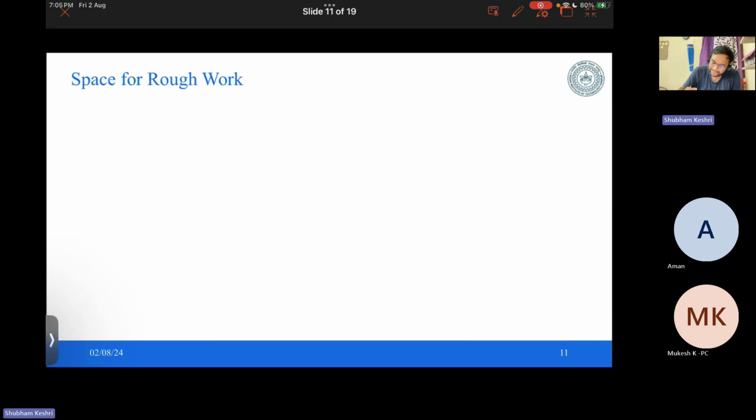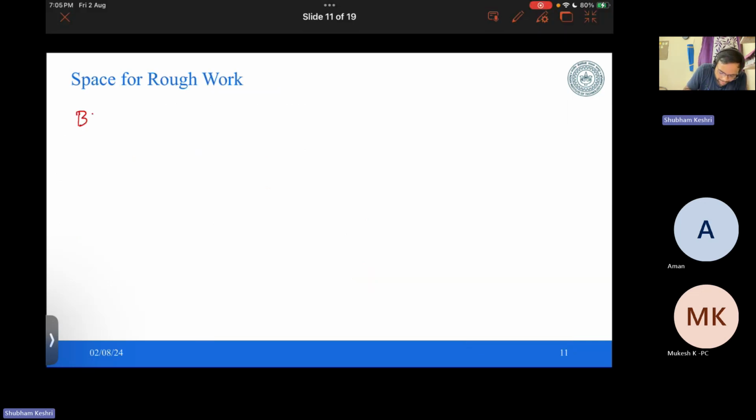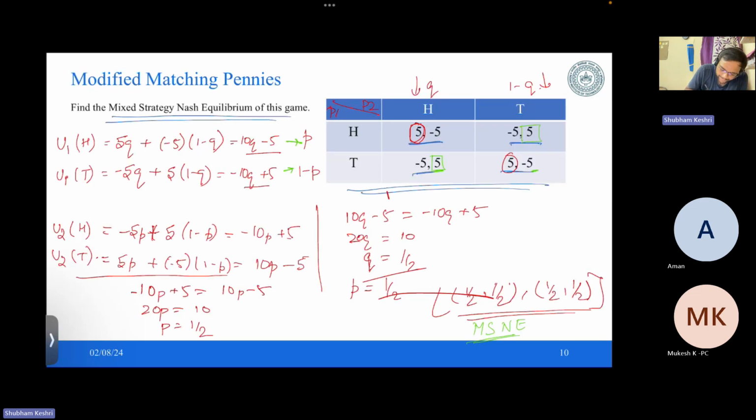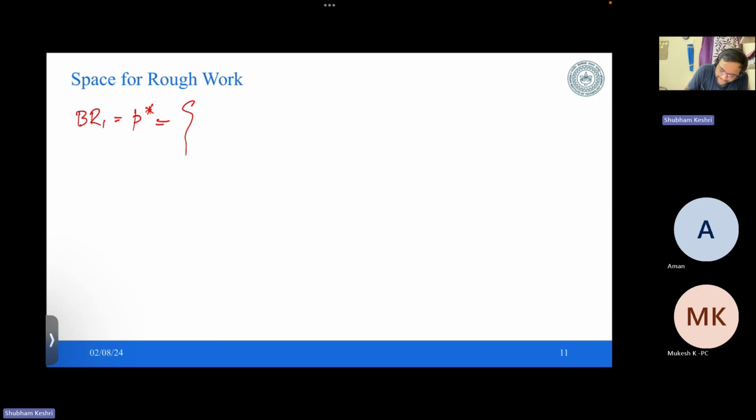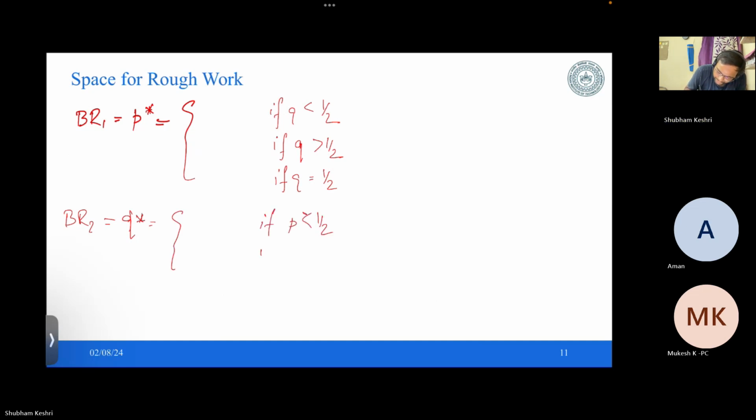Before that, let us write the best response of player 1, which is P star. What will be P star? It depends on whether Q is less than half, Q is greater than half, or Q is equal to half. Again, the best response of player 2 will be Q star, which depends on whether P is less than half, P is greater than half, or P is equal to half. All right.